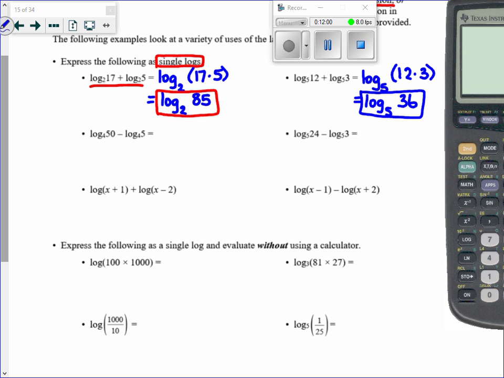Log in base 4 of 50 minus log in base 4 of 5. Well, they're both in base 4, so I can combine them into one single log. And when it's subtracting, that's the same thing as dividing, 50 divided by 5, okay? Which is log in base 4 of 10. Yes, that's my final answer.